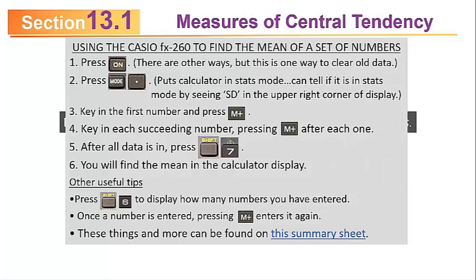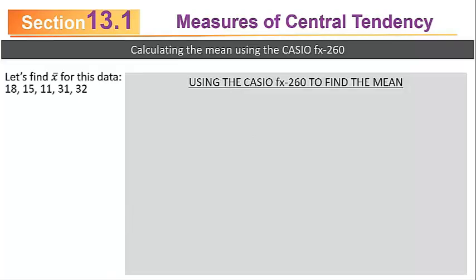Also, there's a summary sheet. If you bring up the PowerPoint that this video is based on, there's a hyperlink here that takes you to a summary sheet that tells you all these things, and it might be a nice thing for you to bring up on your computer and print out. In any case, let's get back to actually calculating means using the calculator, the Casio FX260.